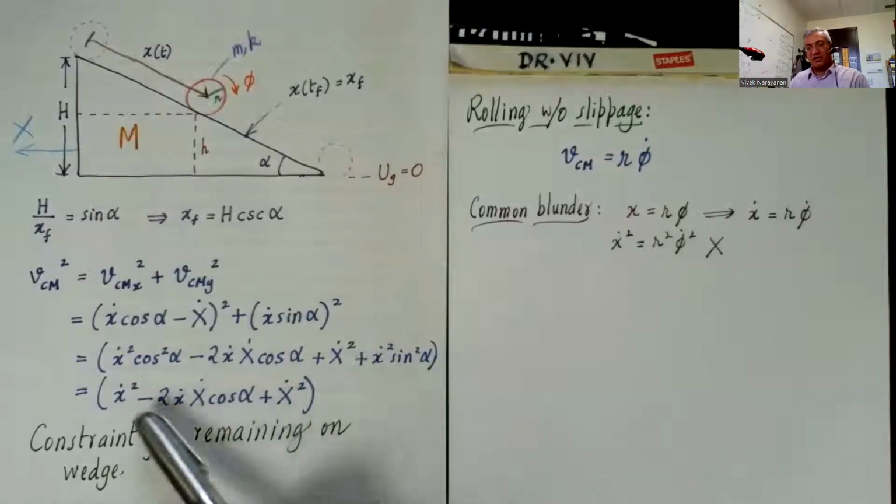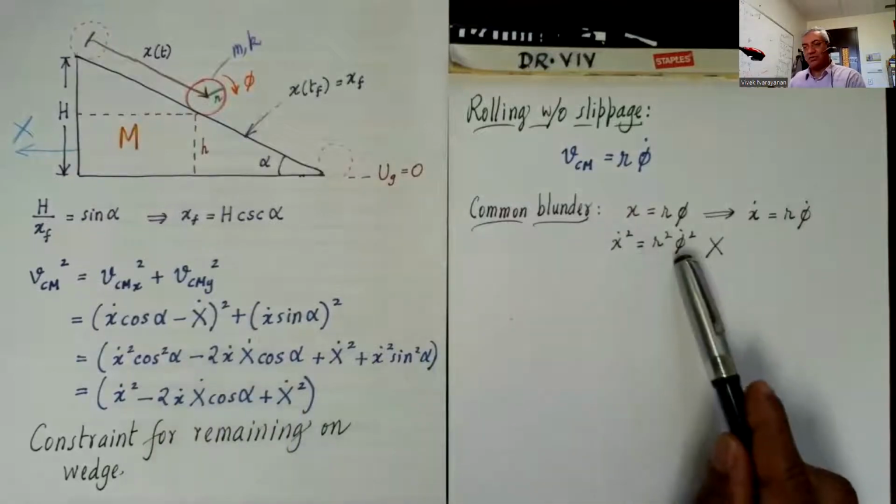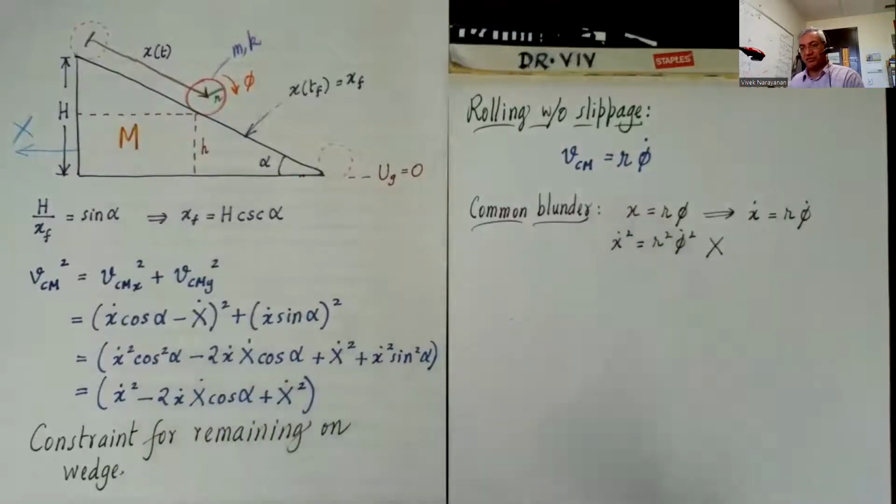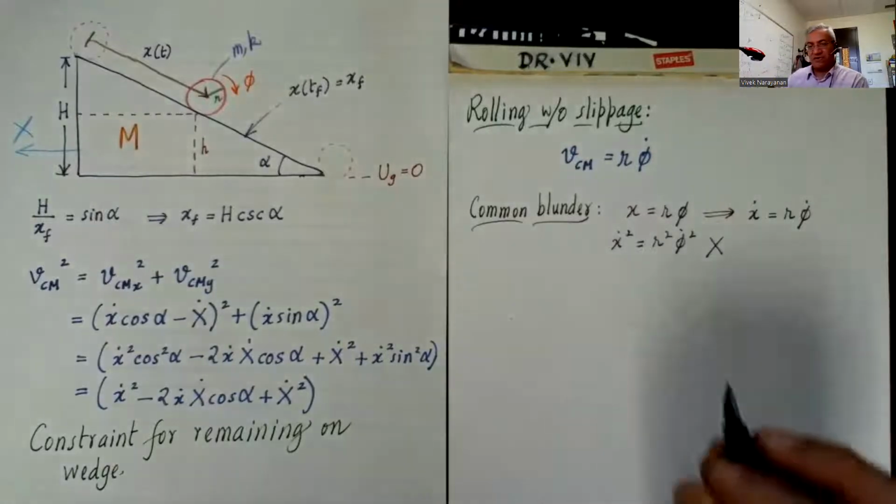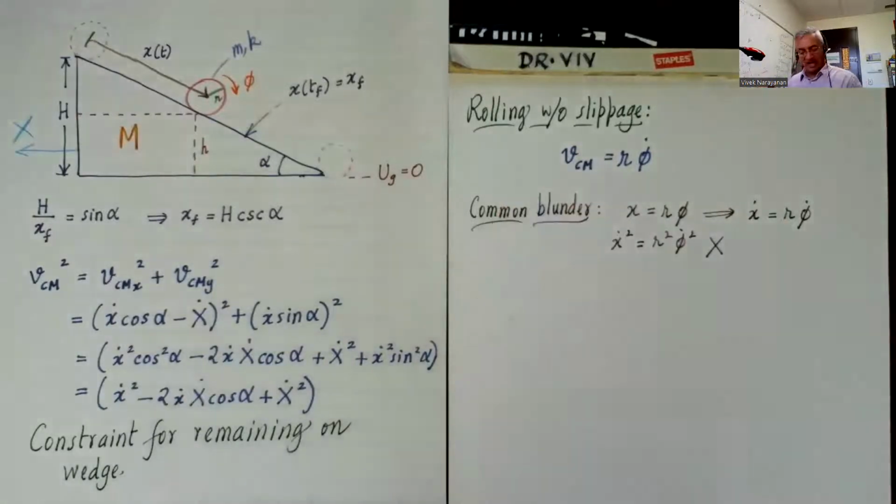So this entire thing will now give you the correct answer. That's the common blunder you have in this problem. Now, once we have avoided the common blunder, let us write the Lagrangian and incorporate the constraints straight away.